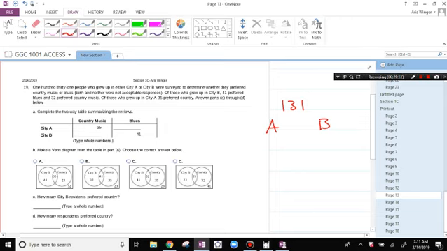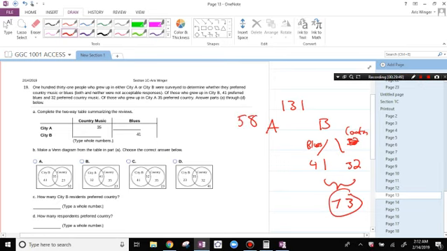Of those who grew up in City B, 41 preferred blues. So in City B, blues. And 32 preferred country. So 32 here. So this is telling us a lot. First of all, that means this is a total of 73. And so that means that there are 58 other people over here, right? So there's 73 people over here. There are 58 people over here.